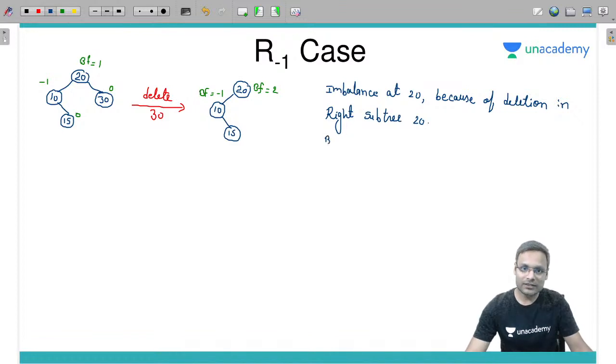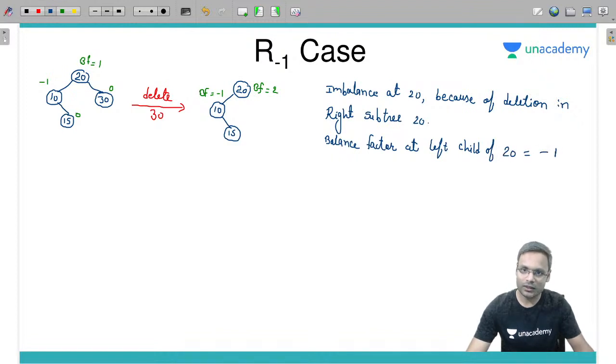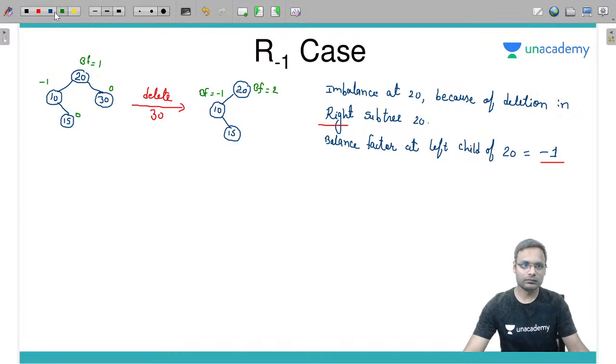So the balance factor at the left child of 20 is equal to minus 1. So the case becomes which one? R minus 1. The case is R minus 1. If it is an R minus 1 case, which rotation do you need to apply now? LR. The solution is LR rotation.